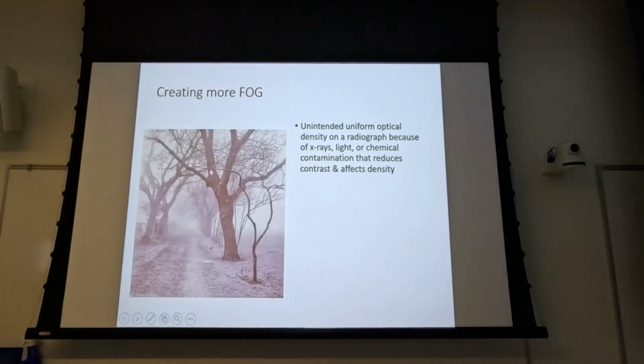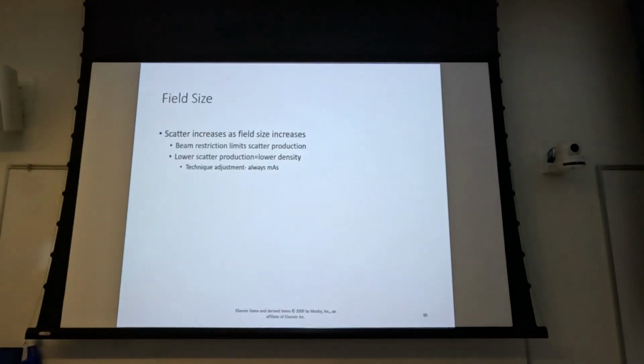So again, as KVP increases, we do get an increase in fog, right? We get an increase in scatter radiation. Does that fog now manifest itself in reduced contrast? Not as much as it used to, because the main thing that controls your contrast is your computer algorithm.